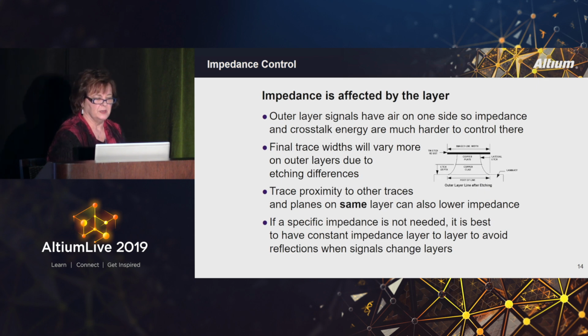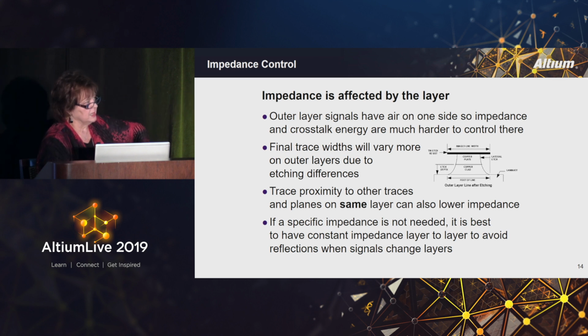Impedance is also affected by the layer that you route on. Outer layers have air on one side, so the impedance and crosstalk energy both are very, very hard to control there. You may have seen this picture a few times already this week, and it's showing you what it looks like when they're finished with a trace on an outer layer. And it does not have the nice rectangle shape that we want it to have. It has a much different shape, a much more trapezoidal shape.